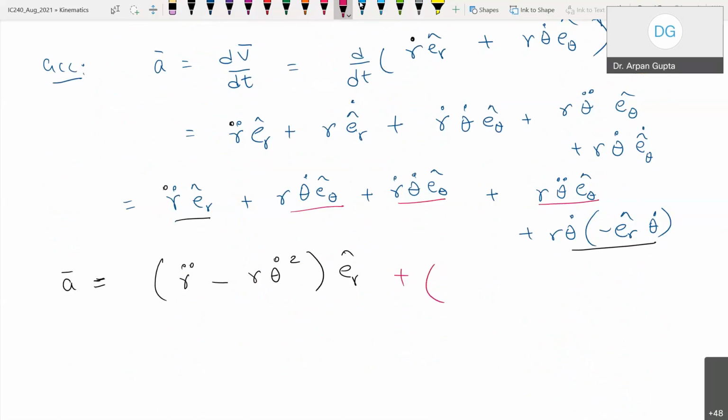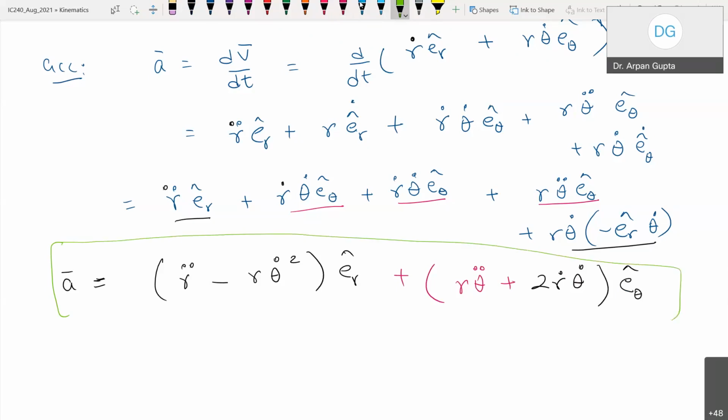Plus, let me put this term here. So this is r theta double dot plus, again this was r dot here, so sorry for that. I forgot this r dot, right? So this was r dot. So r dot theta dot plus r dot theta dot will become 2 times r dot theta dot e theta cap. Okay, so this is the final expression for acceleration, and now let us try to understand what each of these terms mean.